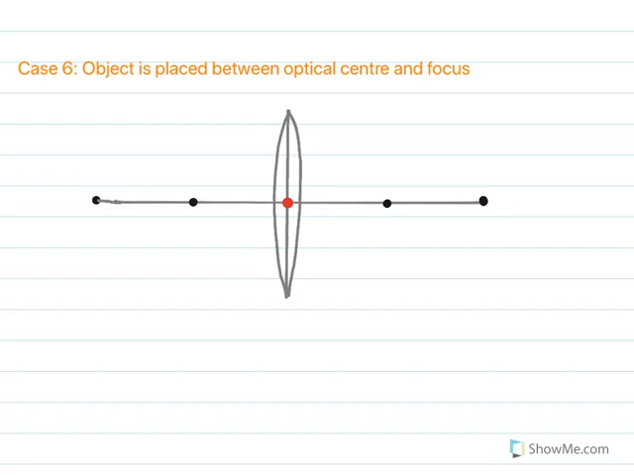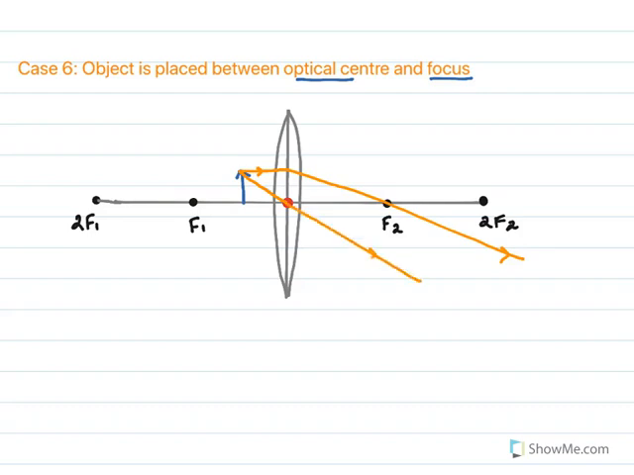Now the object is kept between optical center and focus. So we have 2f1, f1, f2, 2f2. So we will keep the object out here between the focus and optical center. Again, two rays, one parallel and one passing through optical center. The one that is parallel after refraction will go through the focus, and the one through the optical center will go undeviated.